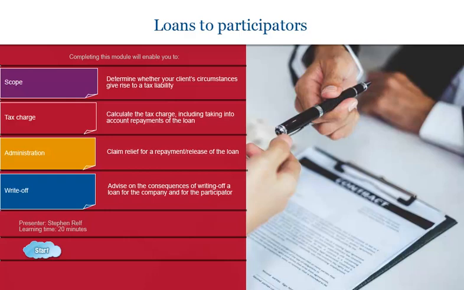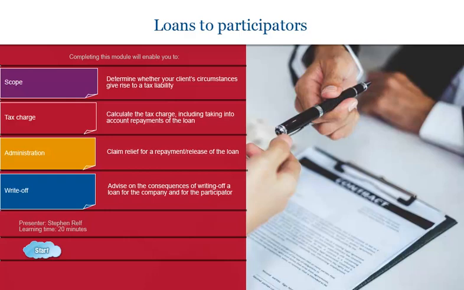In this module we will look at the loans to participators rules. In broad terms, the rules impose a tax charge on the company where it makes a loan to a director or a shareholder. As the great majority of companies are close companies, and as it is common for a director or shareholder to be indebted to the company, it is very important that we have a good understanding of these rules. We'll have time to cover only the main points here. Please see your notes for links to the in-depth commentary on all aspects of the rules.